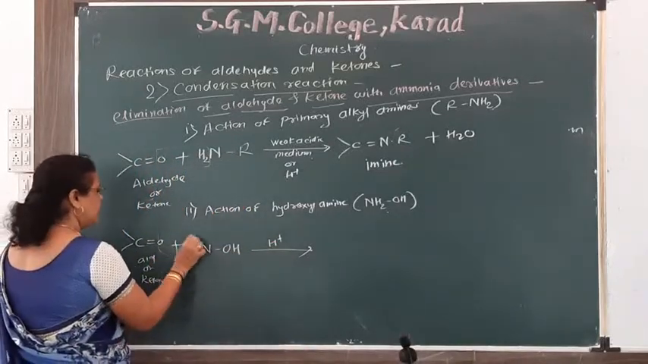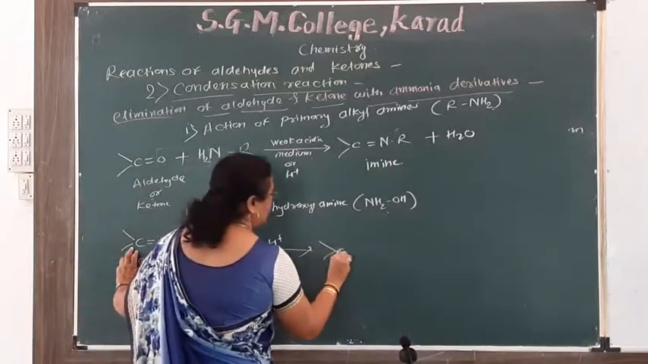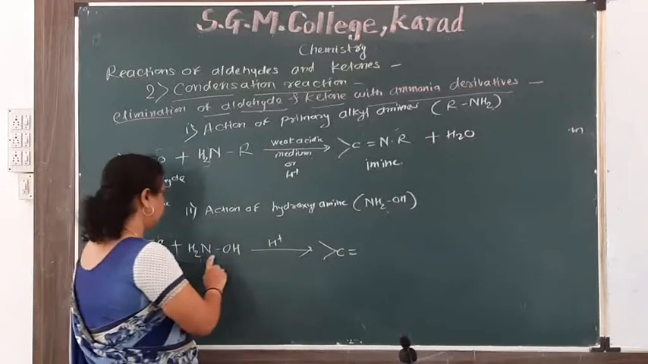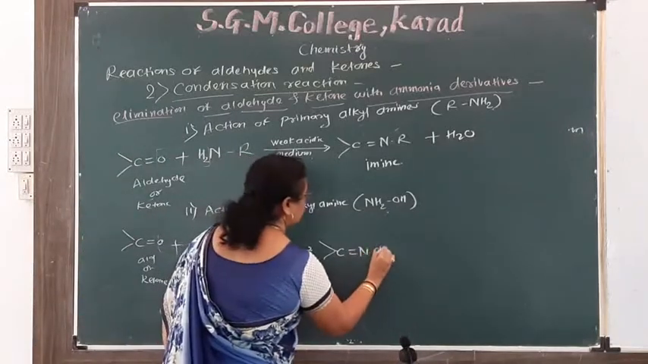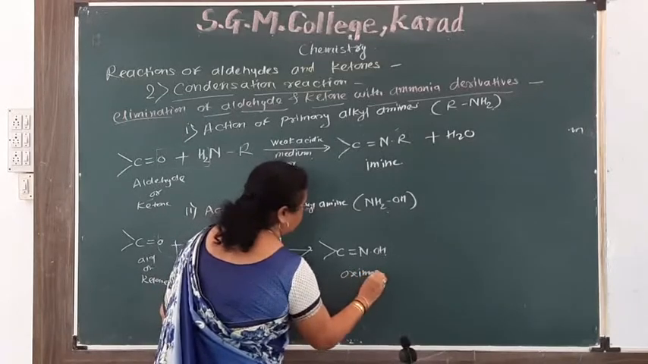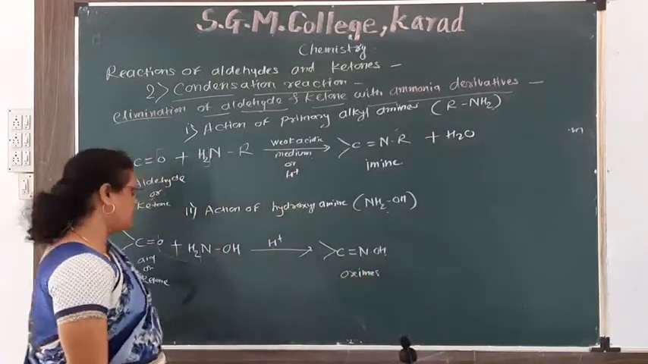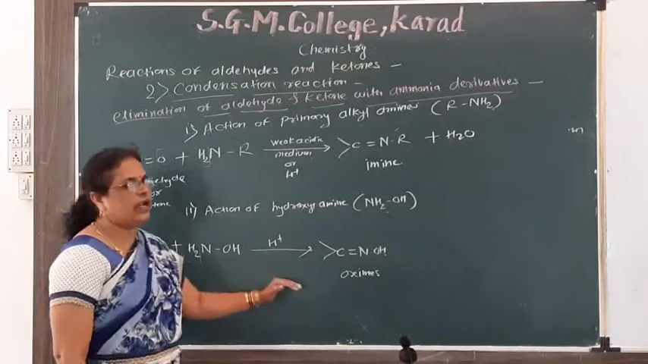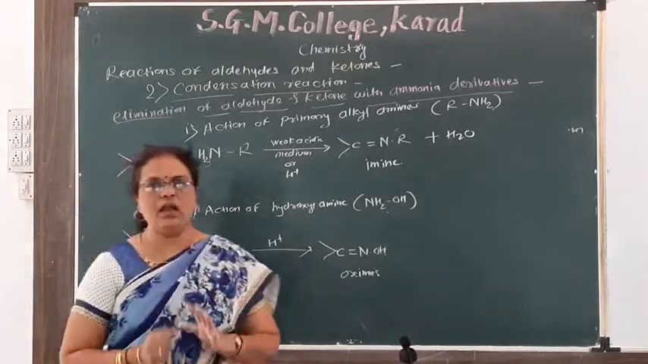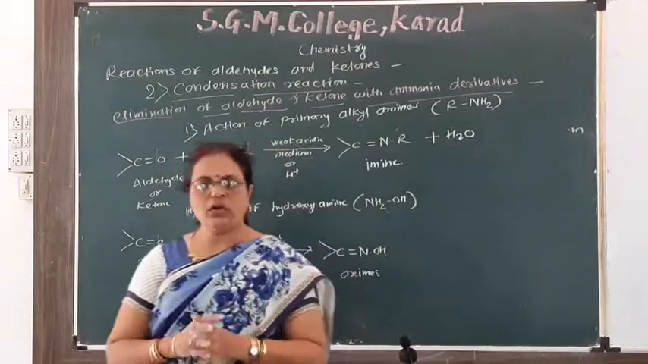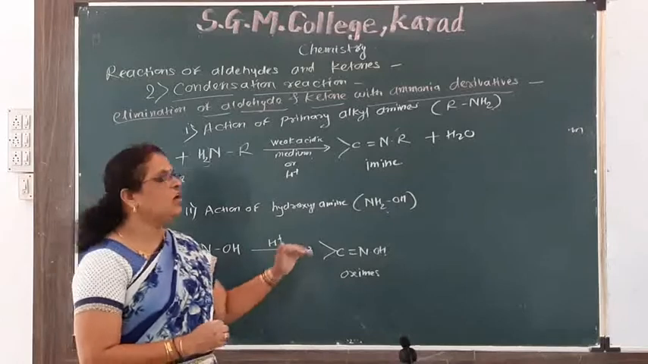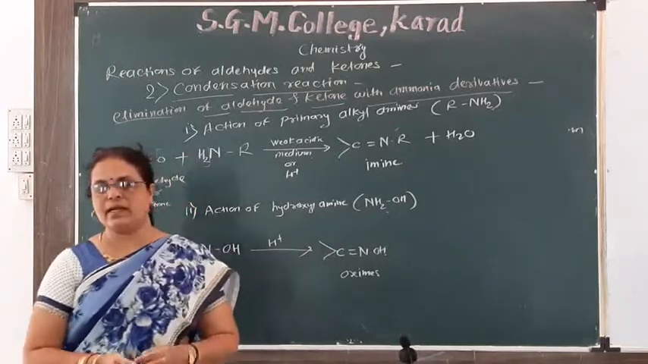Then we get here C double bond NOH. And this is known as oximes. This is known as oximes. It means when aldehyde reacts with hydroxylamine, then we get here aldoxime, and when ketone reacts with hydroxylamine, then we get here ketoxime. This is the second reaction.